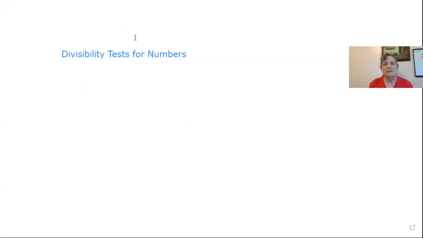Let's look at divisibility tests for numbers. Now, what this means is what are easy ways to determine whether or not a number can be divided by another number. There are divisibility tests for the numbers 2 through 10, which are the most common ones that we want to be able to use. Now, how do you decide if a number will divide by 2? 2 is pretty simple. Every even number divides by 2.